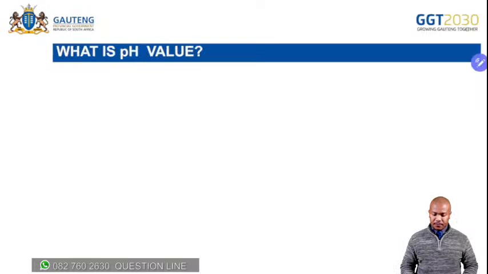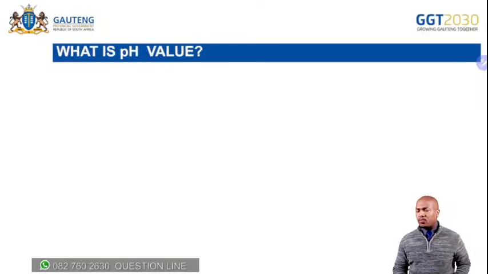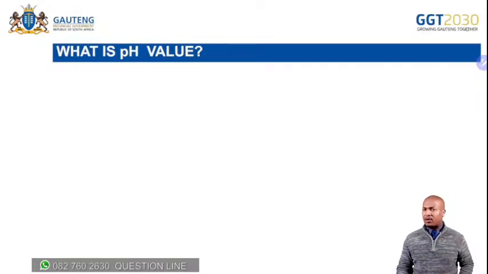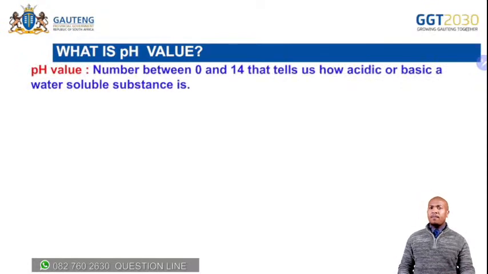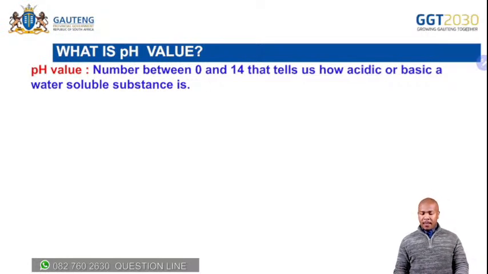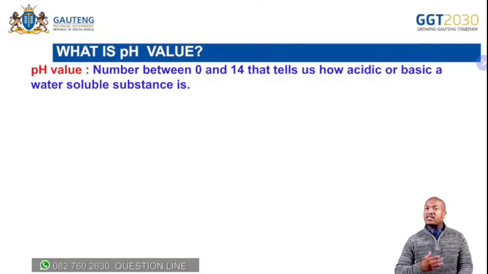Now let's proceed. So what is pH value? What is this pH value that you are talking about? We said pH value is a number between 0 and 14 and it tells us how acidic or basic something is. It gives us a range of how acidic or basic something is.